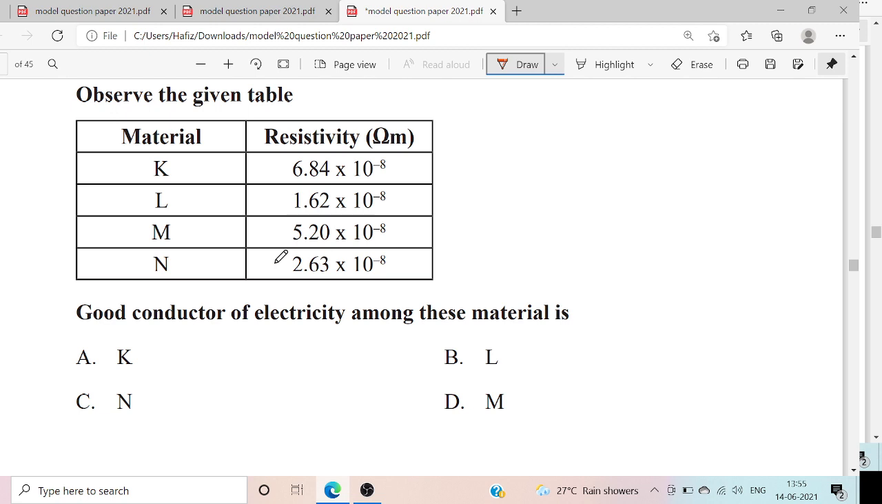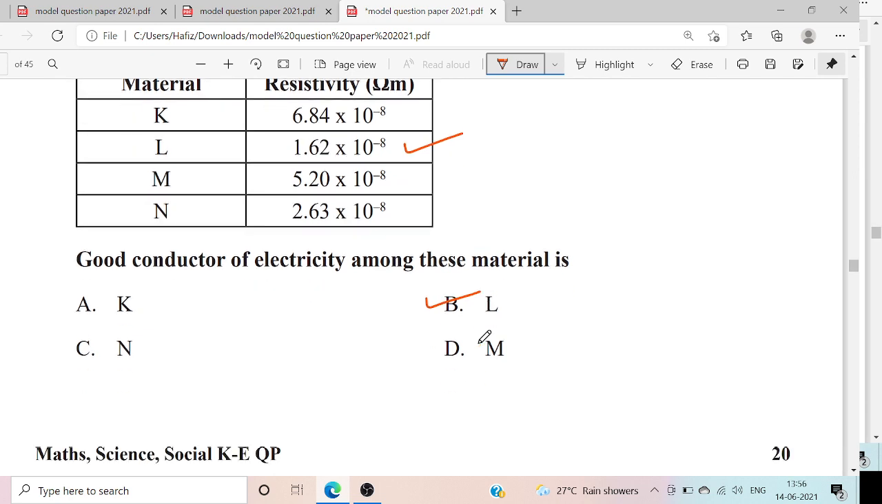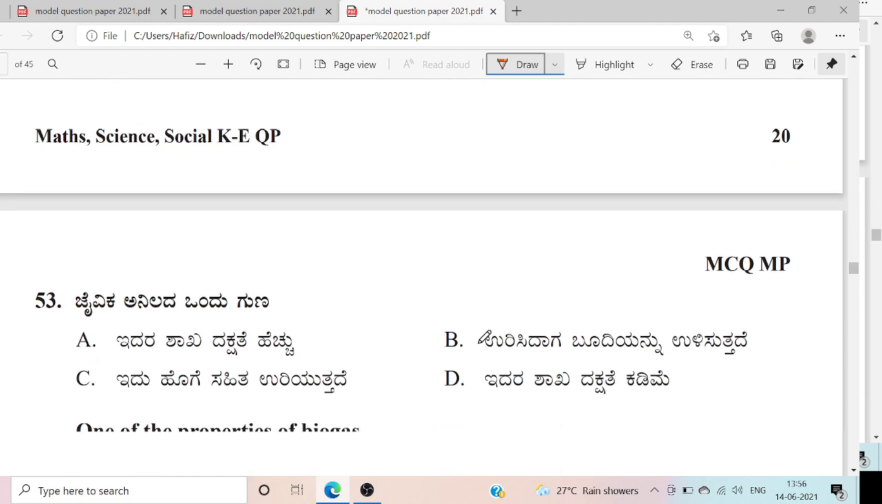Okay, see, the material having low resistivity among these will have the high conductivity. So according to that, L, that is option B, having the least resistivity, will have the most conductivity. That is a good conductor.